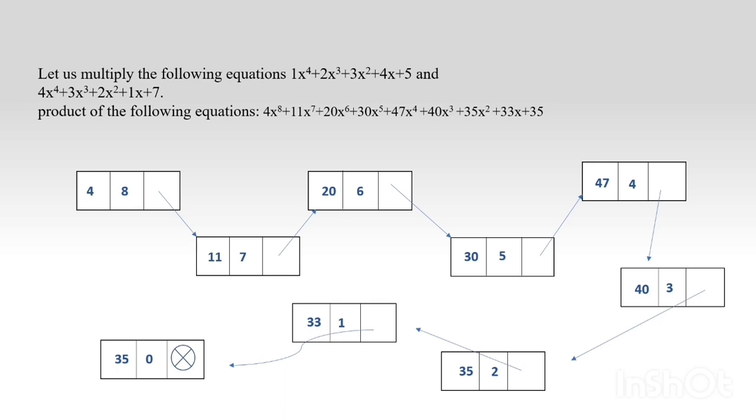And this is the polynomial that is formed after multiplying these two equations: 1x power 4 plus 2x cube plus 3x square plus 4x plus 5, and 4x power 4 plus 3x cube plus 2x square plus 1x plus 7. The product of the following equations is 4x power 8 plus 11x power 7 plus 20x power 6 plus 30x power 5 plus 47x power 4 plus 40x cube plus 35x square plus 33x plus 35.